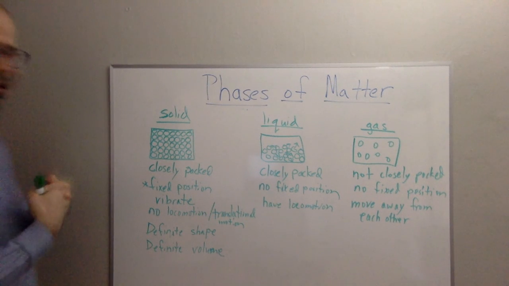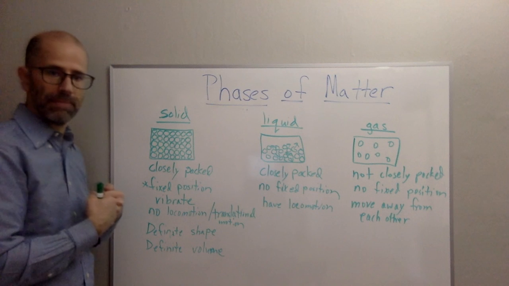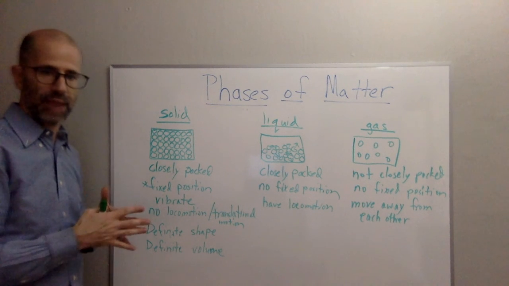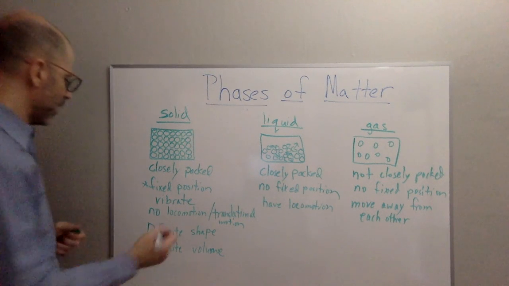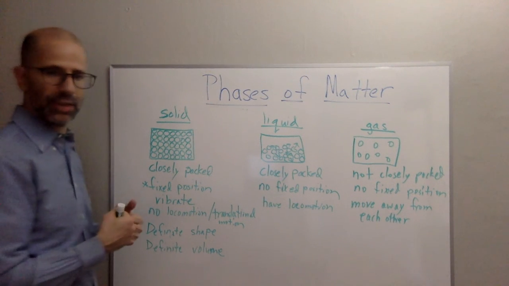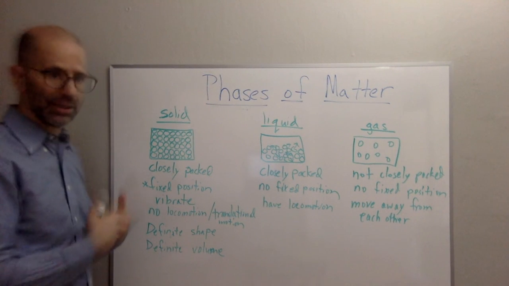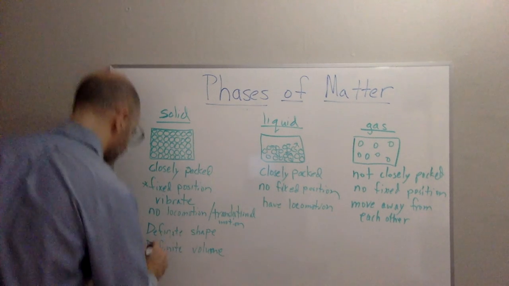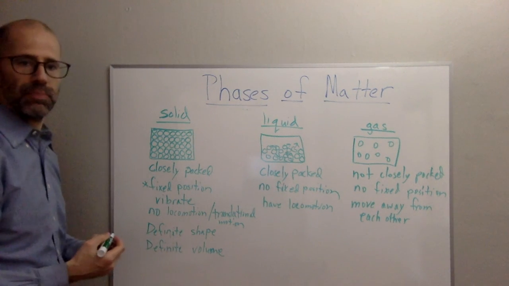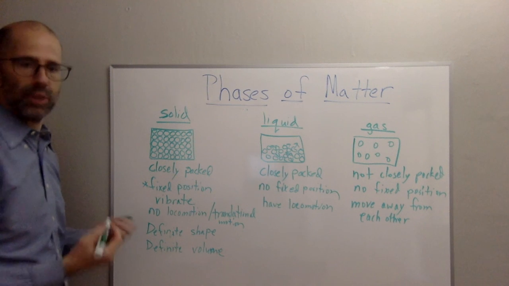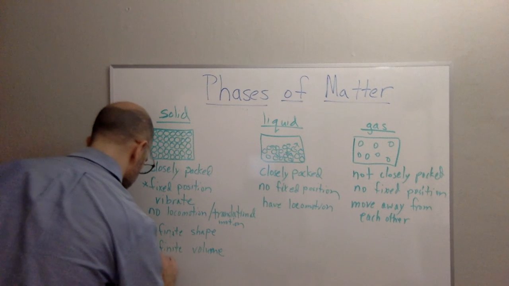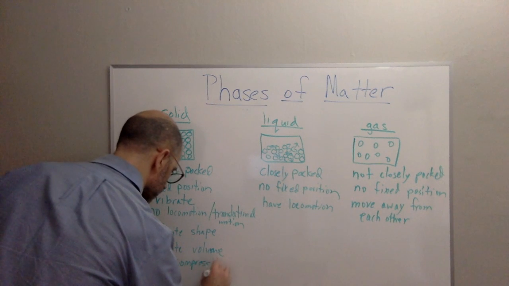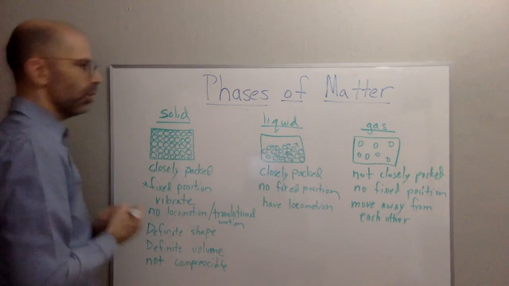So they're going to stay pretty close together, right? They're not going to change as far as how closely packed they are. And also, because they are already so tightly packed, you're not going to compress them anymore. They're already as packed as they can be. So they are not compressible. What about a liquid?